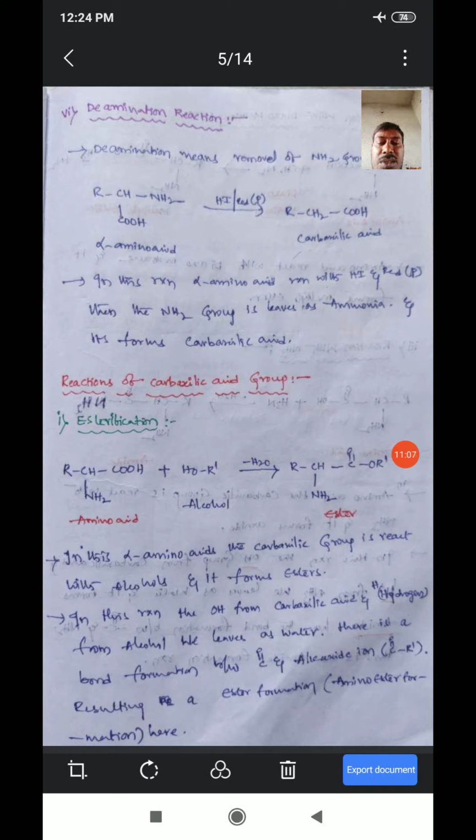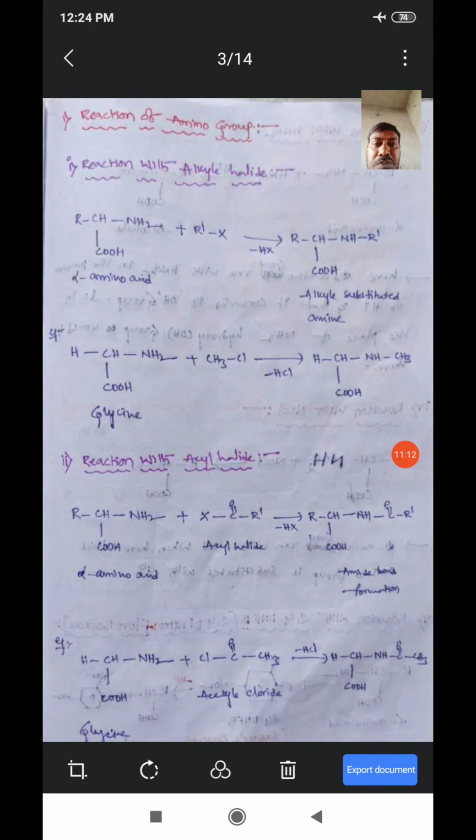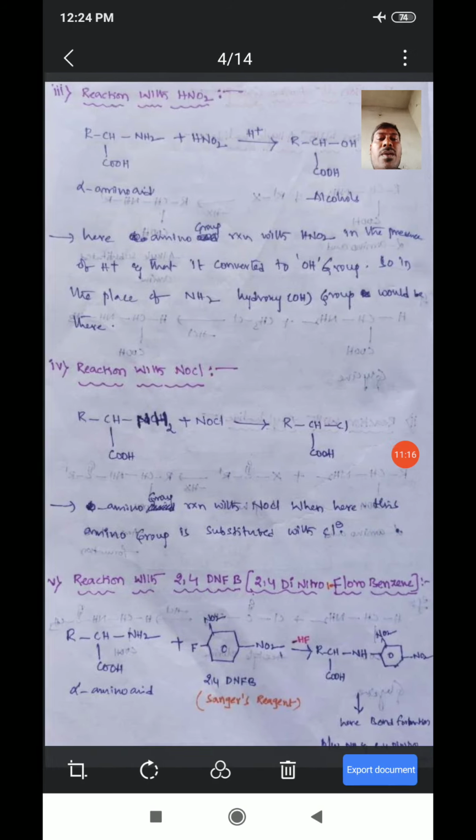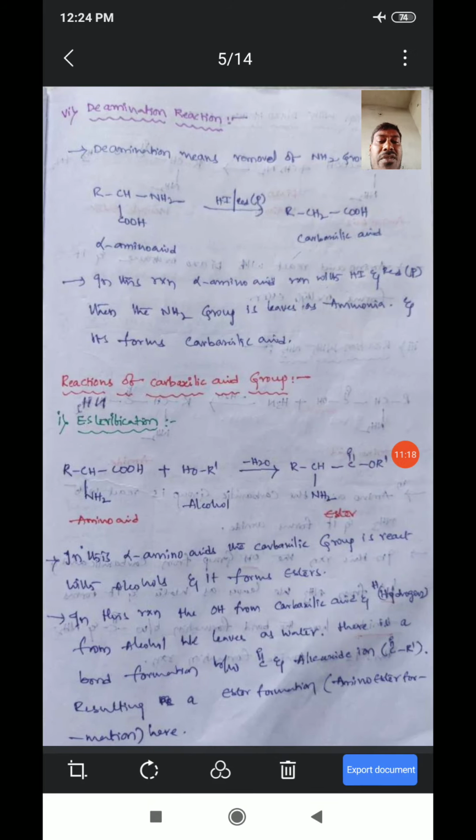So then next, these are all the NH2 group reactions, that is nothing but reactions of the amino group. Then next are the reactions of the carboxylic acid group or COOH group. In these reactions first we are discussing esterification. In this reaction, alpha amino acids react with alcohol and form esters.